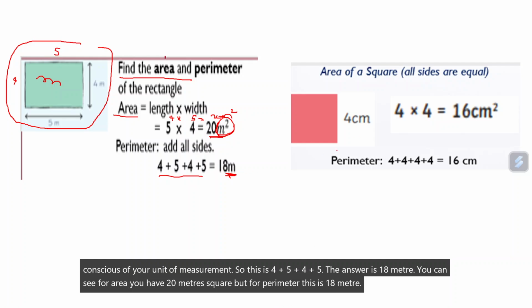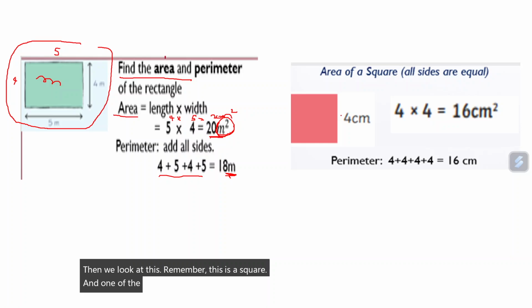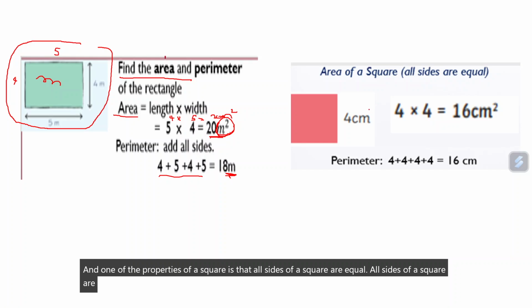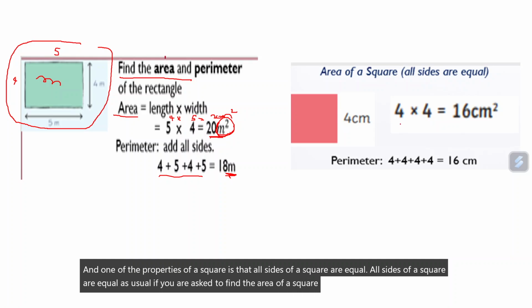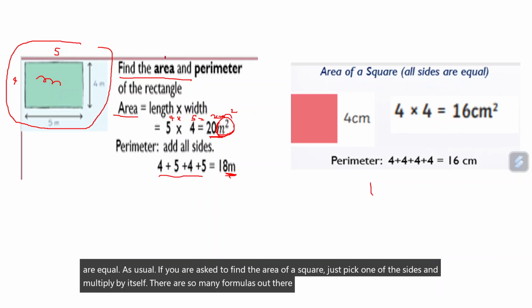Then we look at this. Remember, this is a square, and one of the properties of a square is that all sides of the square are equal. As usual, if you're asked to find the area of a square, just pick one of the sides and multiply it by itself. There are so many formulas out there according to so many textbooks.